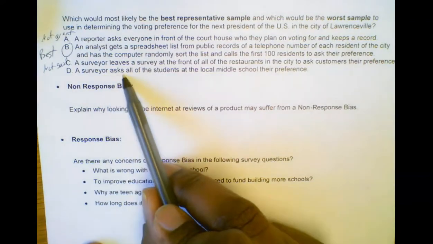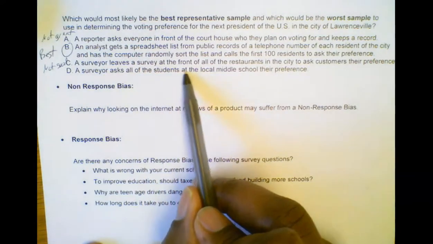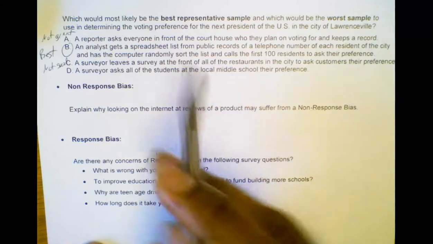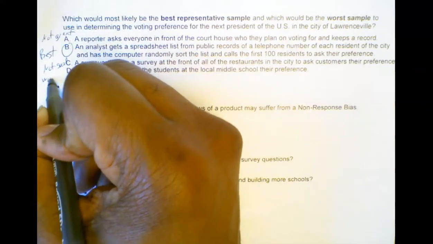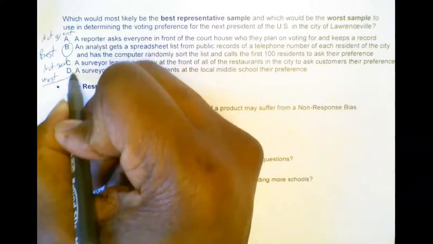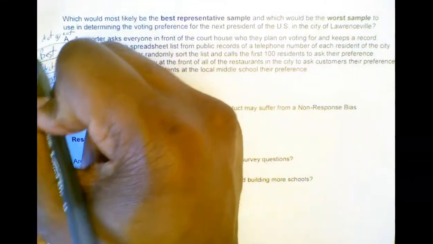And the last one is the surveyor asks all the students at a local middle school their preferences. It's actually the worst. We're not getting a good sample. So this is actually the worst, and this is the best.